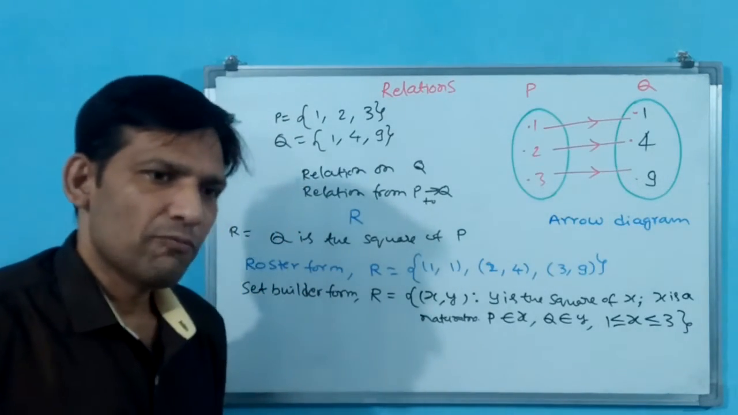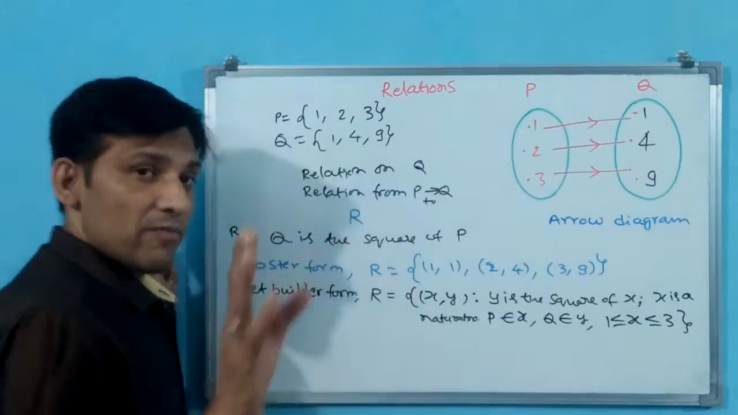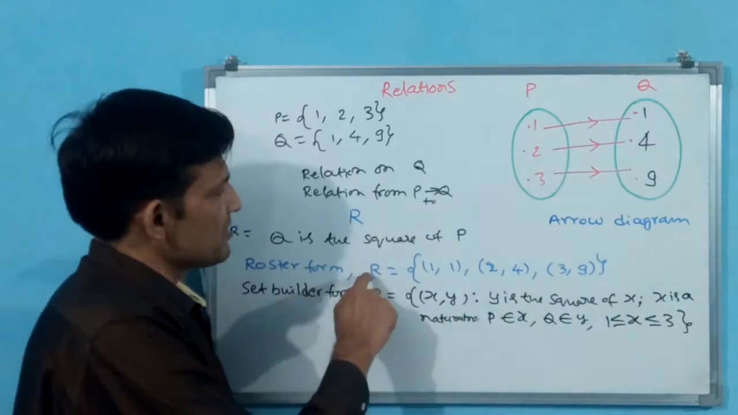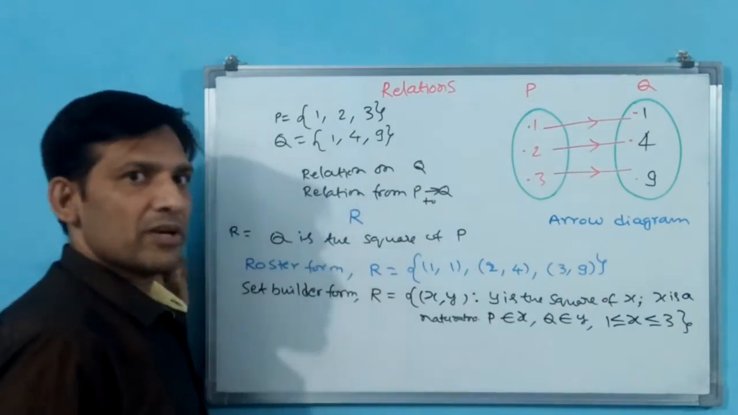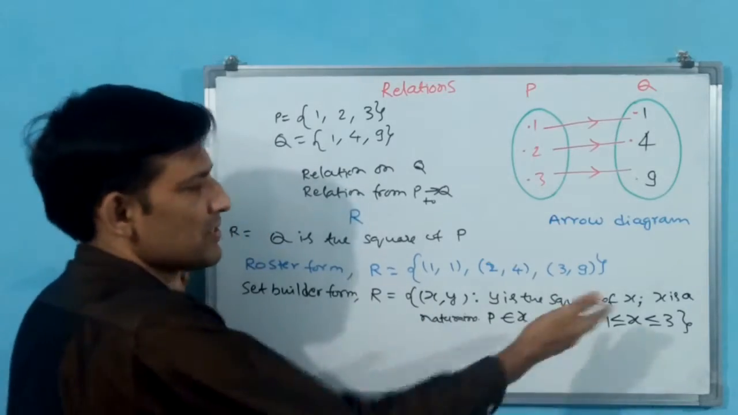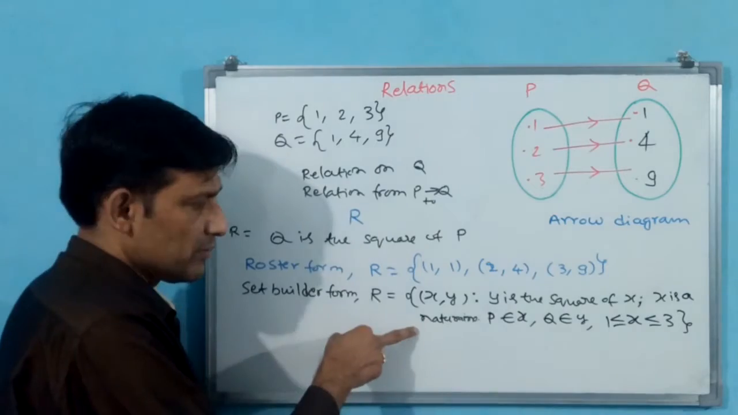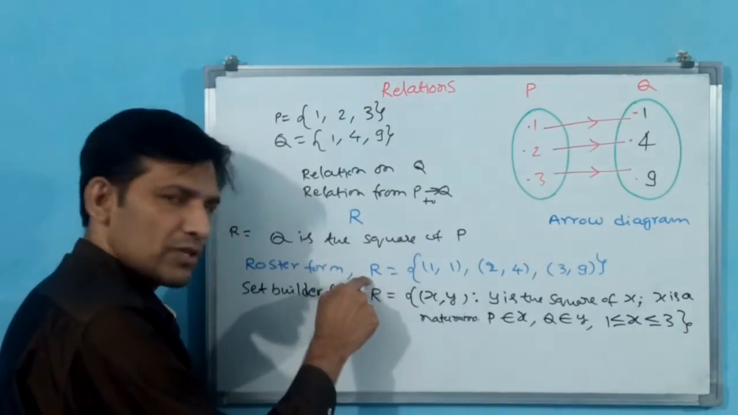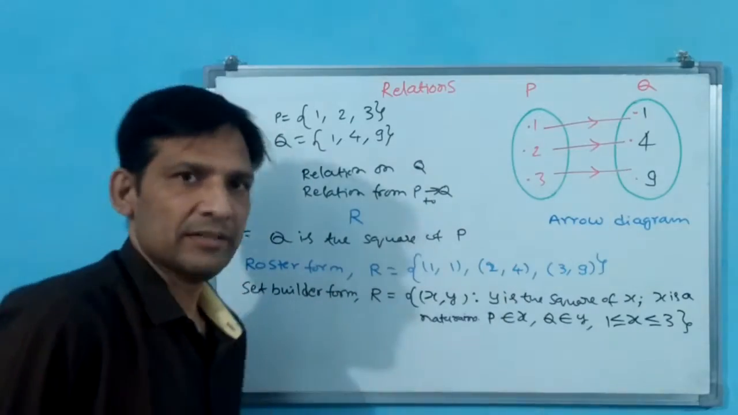The third form is the arrow diagram. For making an arrow diagram, you must first make the roster form. By seeing the roster form only you can make the arrow diagram. You cannot make it directly by seeing the set builder form. Even if they give the set builder form, you first convert it into roster form, and by seeing the roster form you make the arrow diagram. This is the arrow diagram.